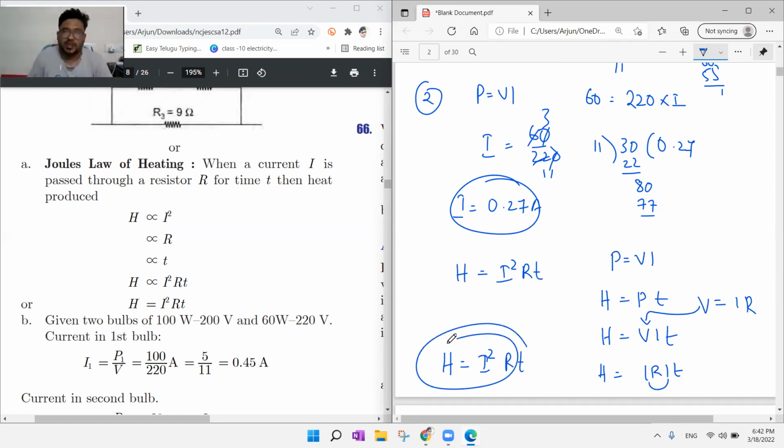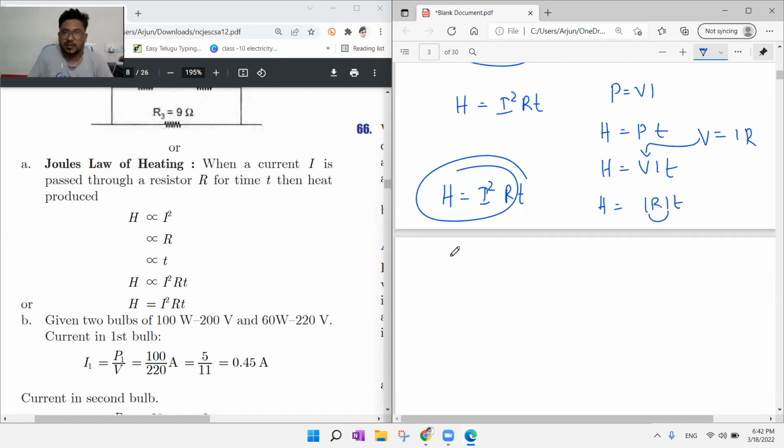So what is the meaning of H is equal to I square RT? We don't have any denominator. The meaning is heat is directly proportional to the square of the current. When current increases, heat energy increases. Heat is directly proportional to resistance. When resistance increases, heat energy increases. Heat is directly proportional to time. If time increases, then heat increases. That is Joule's law of heating.